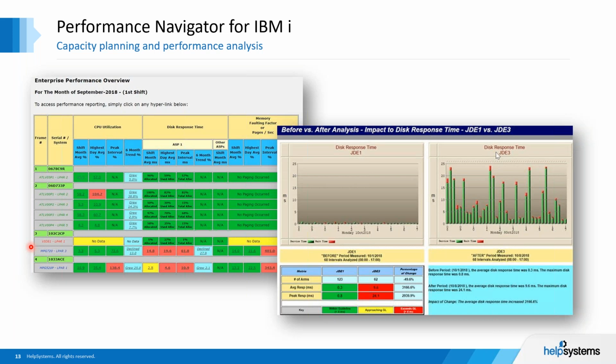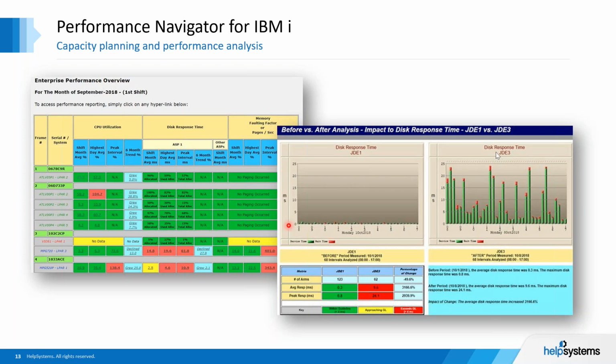So having that view across all operating systems, you can see this is one view of every frame and every LPAR in a given enterprise. You can see the color coding, red and yellow, if you're below a guideline, approaching a guideline, or above a guideline, which certainly gives the admin people a cue: okay, maybe I should go look at this and see what's going on. The graph on the right is a great example of a before and after analysis. This is getting into problem determination.